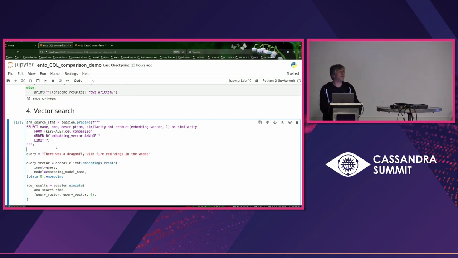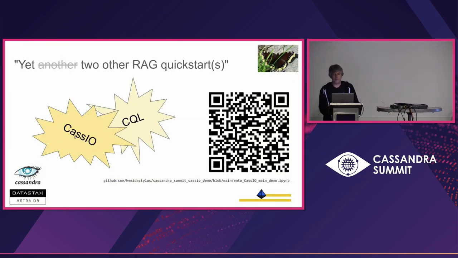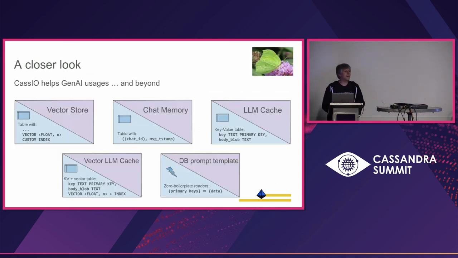So CassIO has a mission of trying to hide away what is avoidable, at least in a first interaction with Cassandra, while keeping the goodies. So CassIO is more than just a vector store abstraction. It's actually a family of tables, which from a GenAI perspective look like vector store, chat memory, LLM cache, so very specific and whose purpose is specific to individual typical needs of GenAI application.